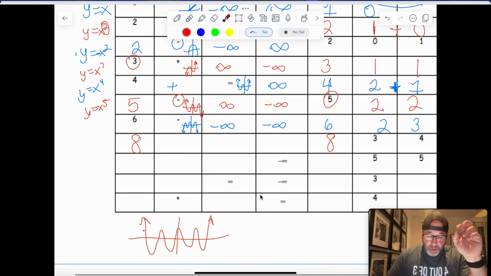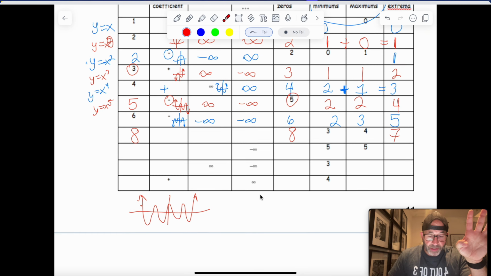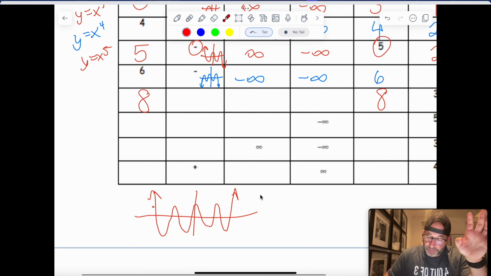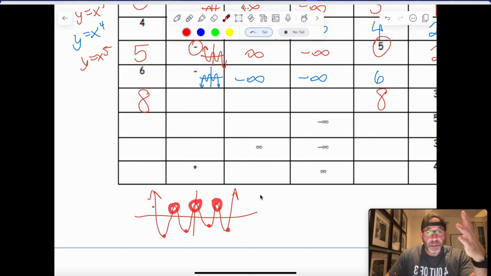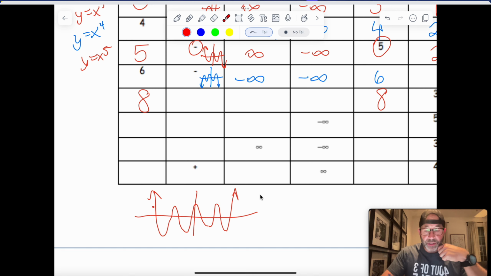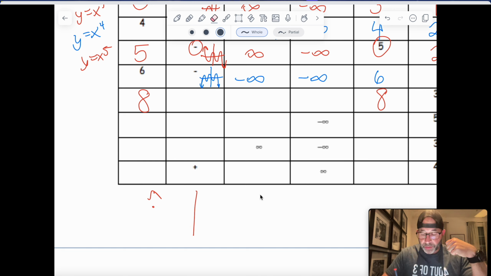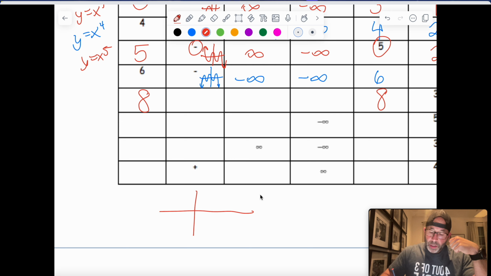And what I want you to notice is it says that we're supposed to have 4 maxes and 3 mins. Well, if you look at the way I drew this, there are 4 mins, and there's only 3 maxes. So this tells us that the graph is actually drawn wrong, that I need to take this and flip it over to make this actually work. So let's do this again.